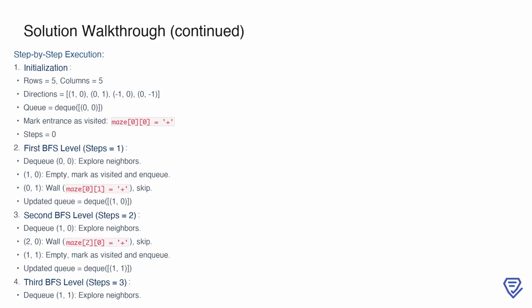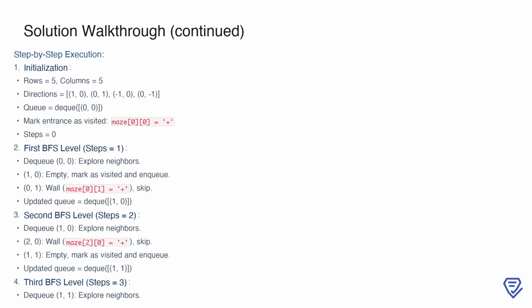At the end of this level, the queue contains 1, 0. Moving to the second BFS level, we process the point 1, 0. Here, 2, 0 is a wall, so it's skipped. The neighbor 1, 1 is empty, so we mark it as visited and add it to the queue. The queue is now updated to 1, 1.